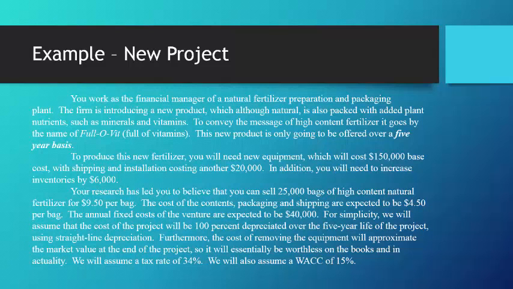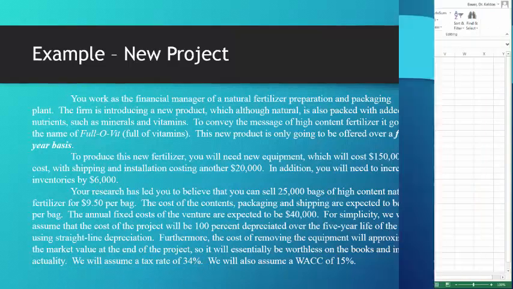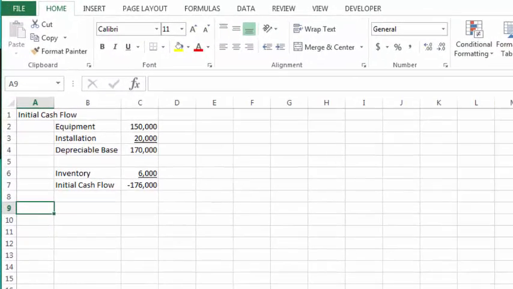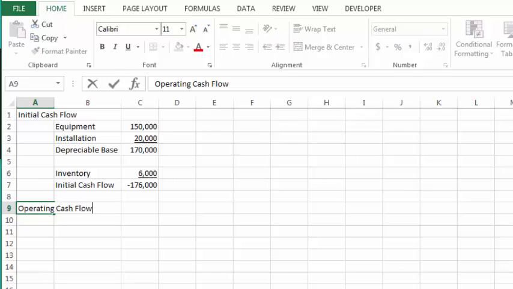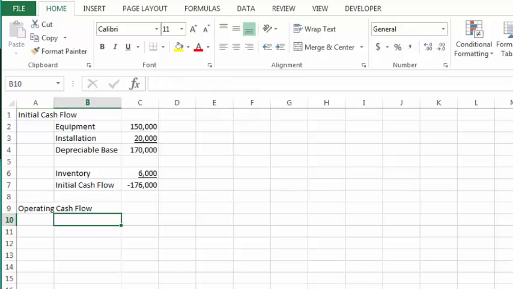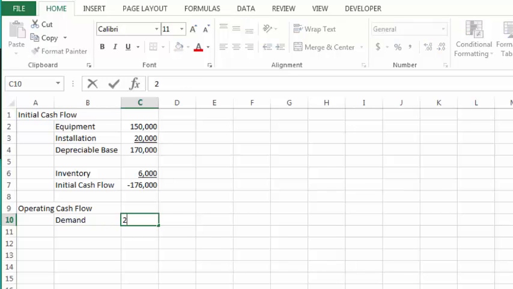So we're only going down that far in our story problem, and now we're going to create what's going to look like an income statement, and then we're going to add the depreciation back at the end. So here we go. I'm going to move over to the side and say now I'm looking at operating cash flow. We're looking at the demand, and we talked about 25,000 bags per year.